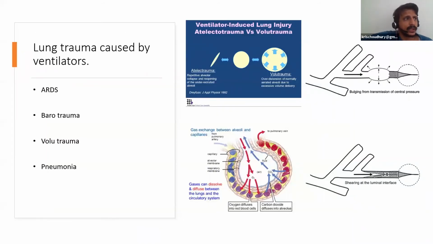So, coming to the trauma caused by the ventilators on the lungs. First of all, you have ARDS. If you go back, this is the same condition of the lungs that is caused even by COVID, and even a ventilator can introduce ARDS as well. The next one is volutrauma.